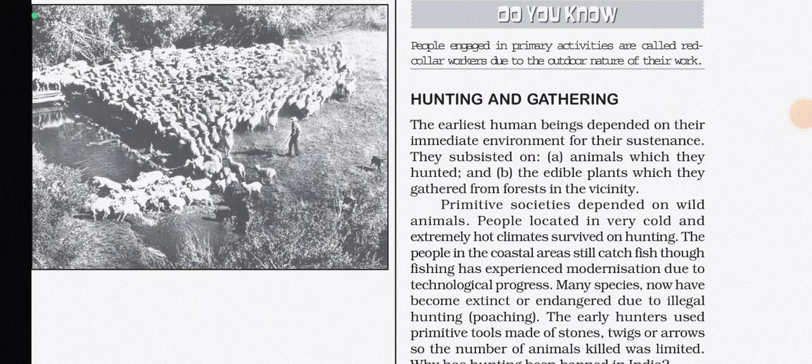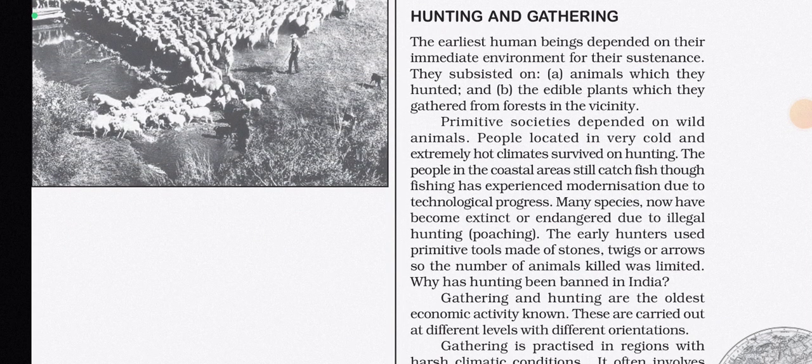Hunting and gathering. The earliest human beings depended on their immediate environment for their sustenance. They subsisted on animals which they hunted and the edible plants which they gathered from forests in the vicinity. Primitive societies depended on wild animals. People located in very cold and extremely hot climates survived on hunting. The people in the coastal areas still catch fish, though fishing has experienced modernization due to technological progress.